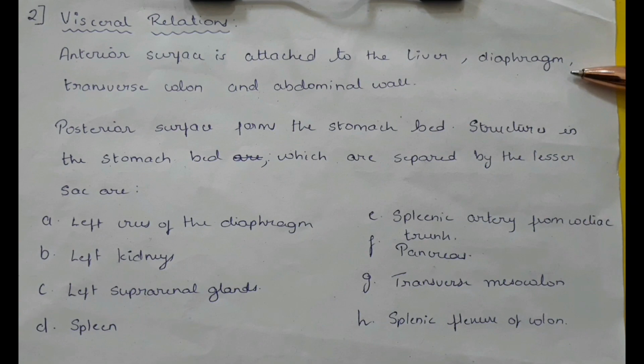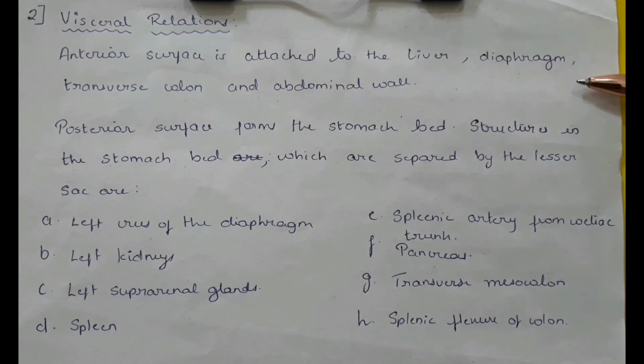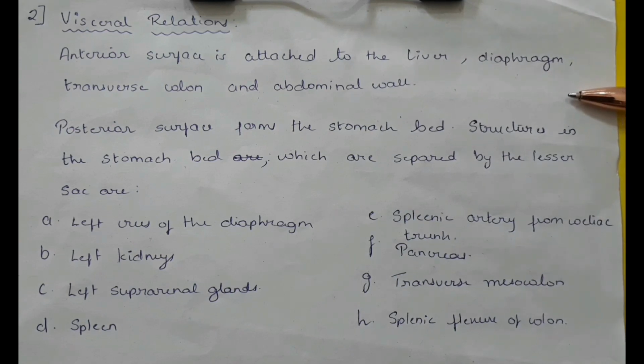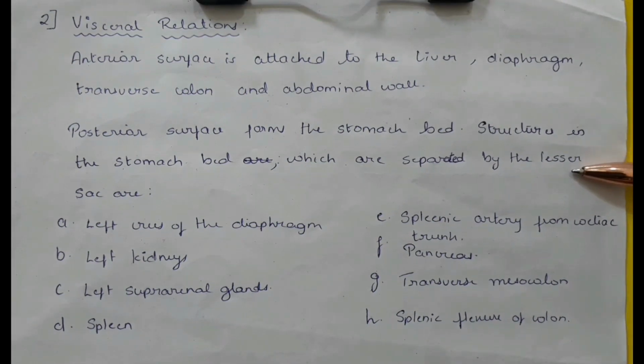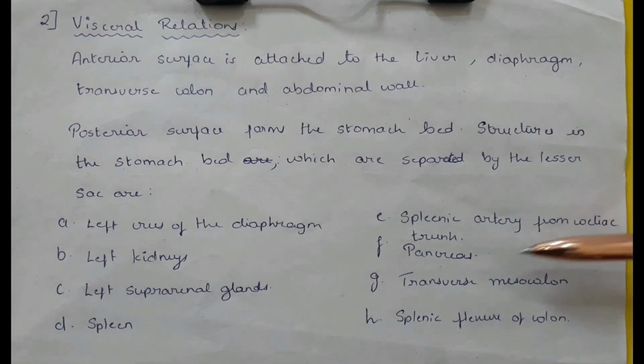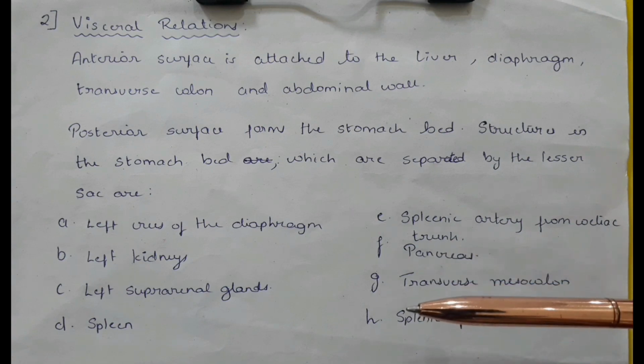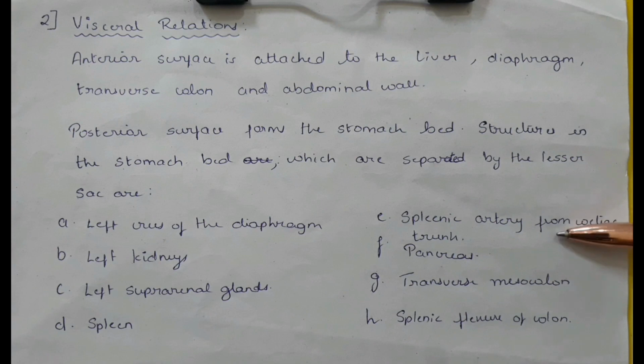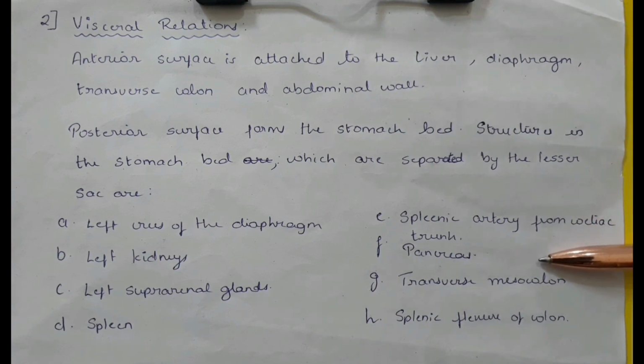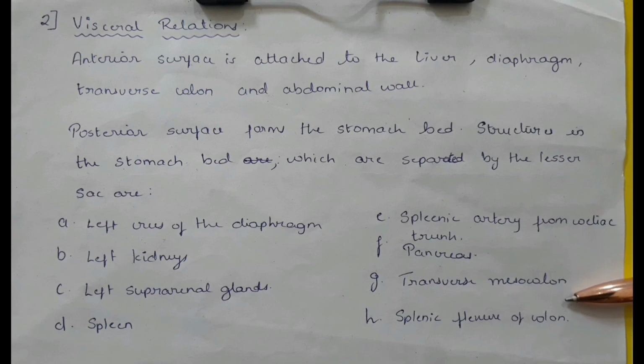Visceral relations of the stomach. The anterior surface is related to the liver, the diaphragm, the transverse colon, and the abdominal wall. The posterior surface forms the stomach bed. The structures in the stomach bed, which are separated by the lesser sac, are the left crus of the diaphragm, the left kidney, the left suprarenal gland, the spleen, splenic artery from the celiac trunk, pancreas, transverse mesocolon, and splenic flexure of the colon.